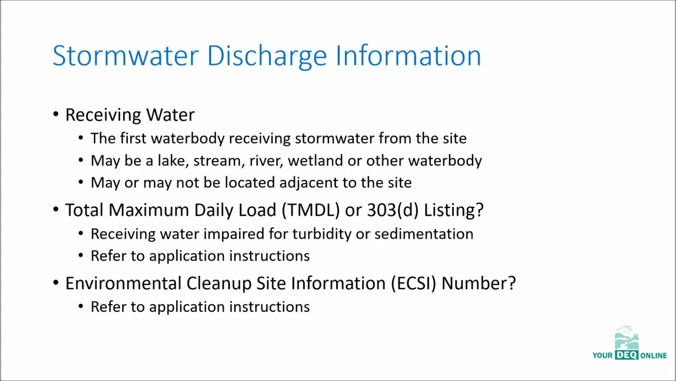A few things to keep in mind. The receiving water for your facility or site will be the first water body receiving stormwater from the site. This could be a lake, stream, river, wetland, or other water body, and may or may not be located adjacent to the site. You'll need to indicate whether your receiving water is listed on the 303D list as impaired for turbidity or sedimentation, and if so, whether there's a TMDL established. You'll also need to indicate if your site has been assigned an Environmental Cleanup Site Information, or ECSI number. If you're not sure what this number is, you can refer to the instruction file we discussed downloading when starting the application.